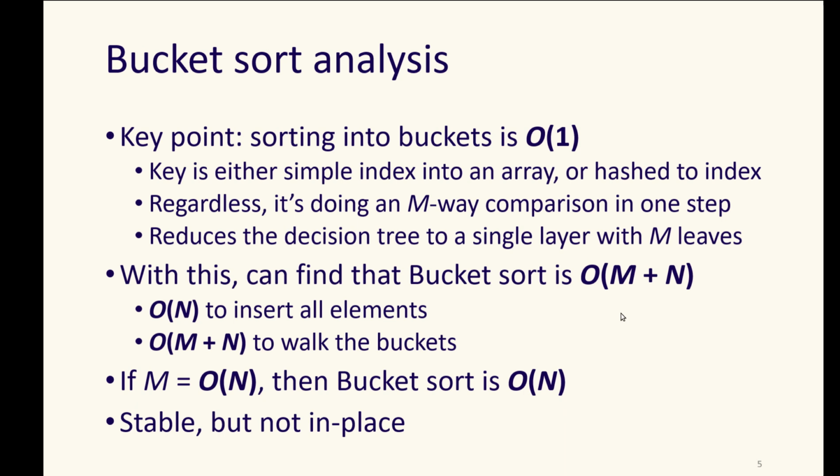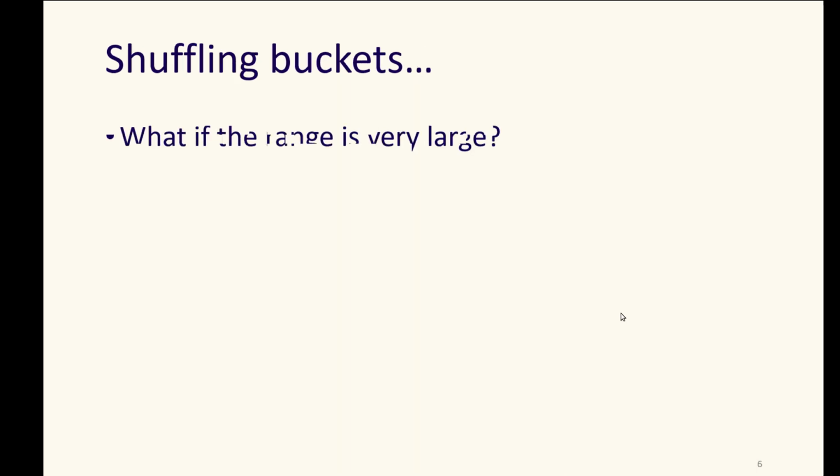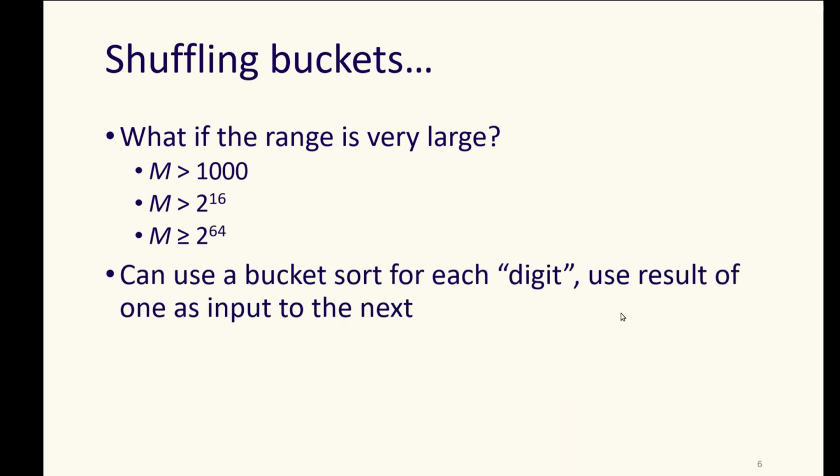It will keep tie breaking from the original data, but it can't be done in place. You need the buckets for it, so you're going to need some extra memory. If we have a very large range, like if our m had to be larger than 1000 or larger than 2 to the 16th or 2 to the 64th, then we're going to need to break the data down even further, because creating that many buckets could cause us big problems in terms of memory, and we don't want m's that are large.